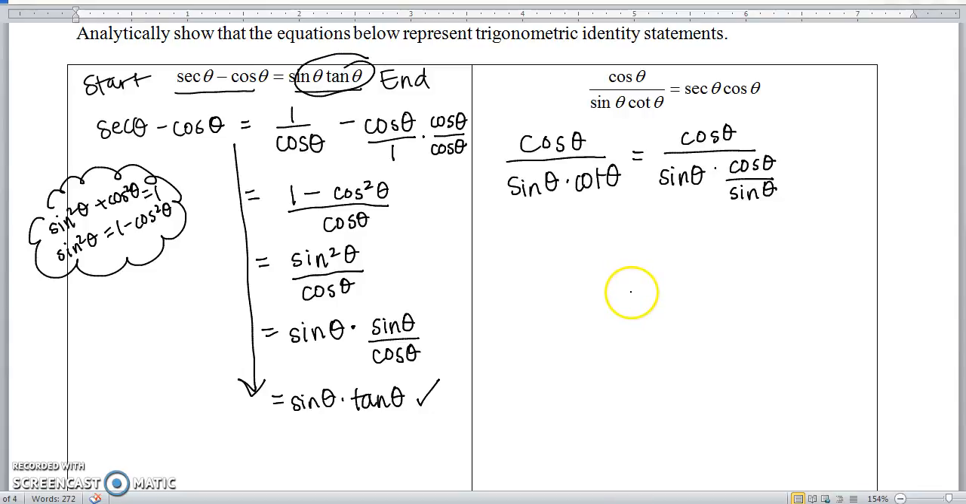Now, before you move on to the next step, let's look and see, is there anything that you can do to simplify this? So hopefully you notice that there's a sine of theta and a sine of theta that will cancel out. So that just leaves us with a cosine of theta in the numerator and a cosine of theta in the denominator. Now you might be tempted to cancel those out and you would just get 1, but you really have to keep in mind what you're trying to get to.